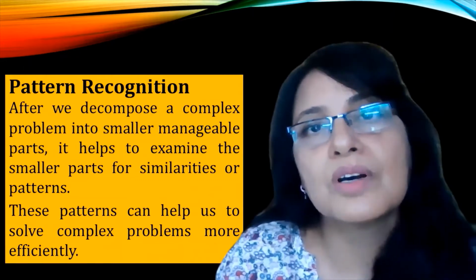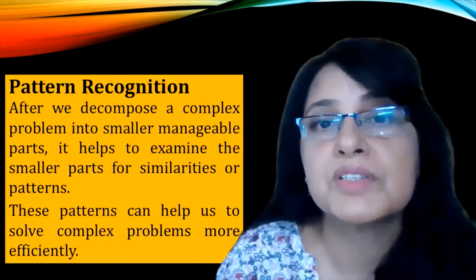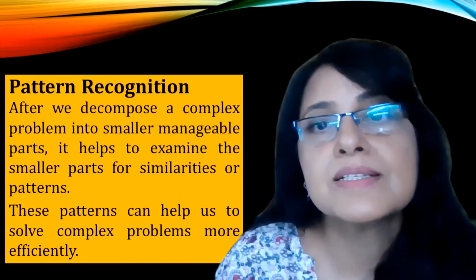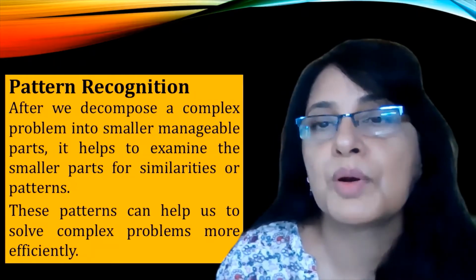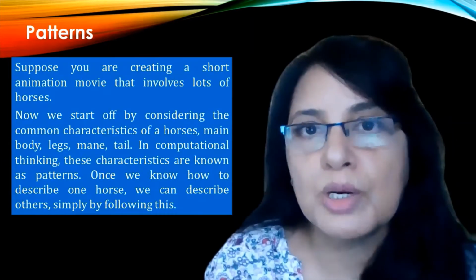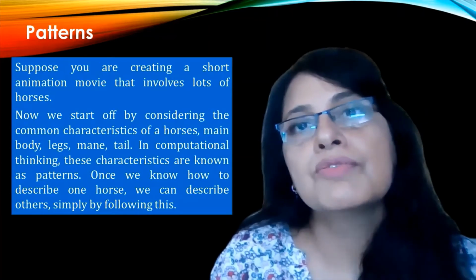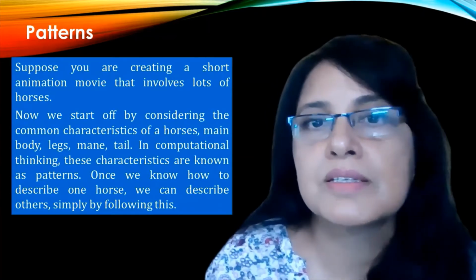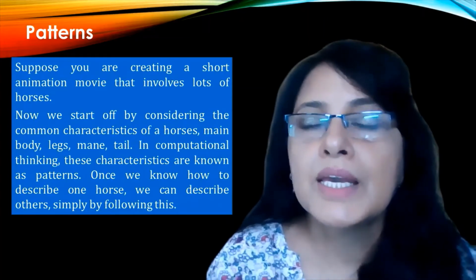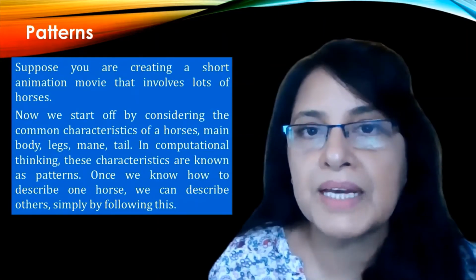After we decompose a complex problem into small manageable parts, it helps to examine smaller parts for similarities or patterns. These patterns can help us to solve complex problems more efficiently. So what are patterns? Suppose you're creating a short animation movie that involves a lot of horses. We start off by considering the common characteristics of a horse: mane, body, legs, tail. In computational thinking, these characteristics are known as patterns.